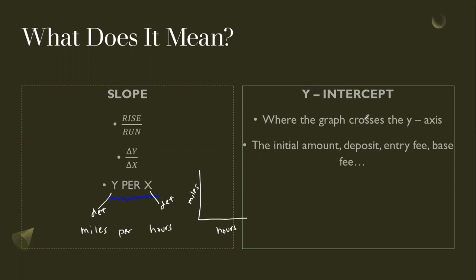The y-intercept, where the graph crosses the y-axis, tells me like my starting amount, how much I start with, or like how much I deposited in a bank or something. Or how much does it cost to get into something? Or just like a base fee. It costs $2 for the cup and 50 cents per refill. So this tells me how much I start with.